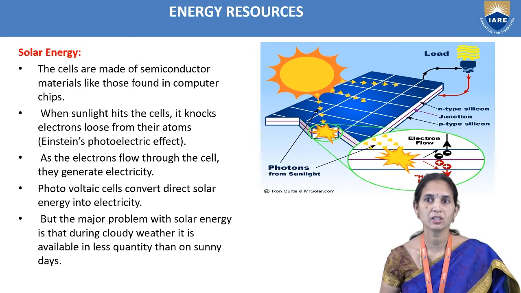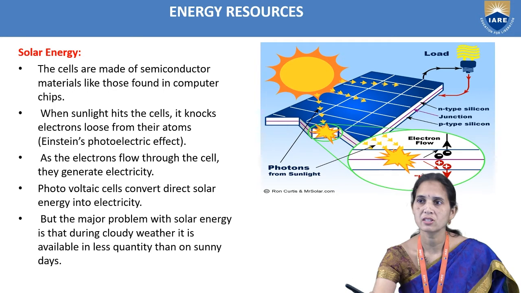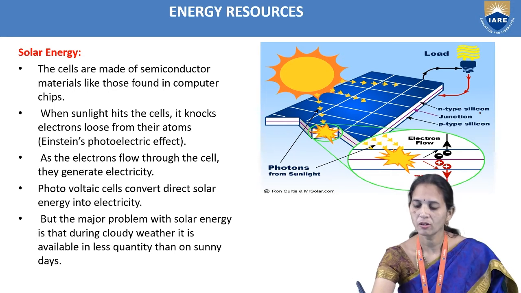These electrons flow through the cell, generating electricity. So photovoltaic cells convert direct solar energy into electricity. We can see in this diagram the solar cell, with N-type silicon and P-type silicon.